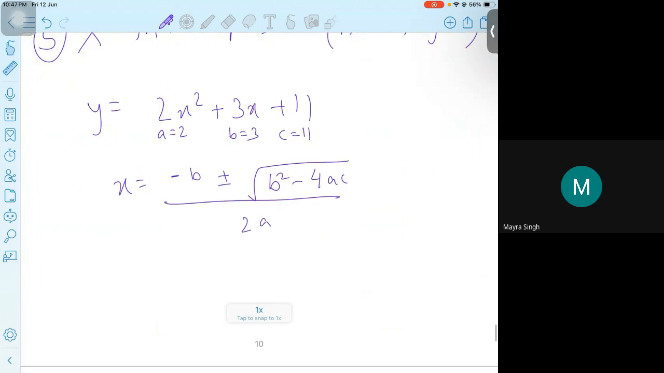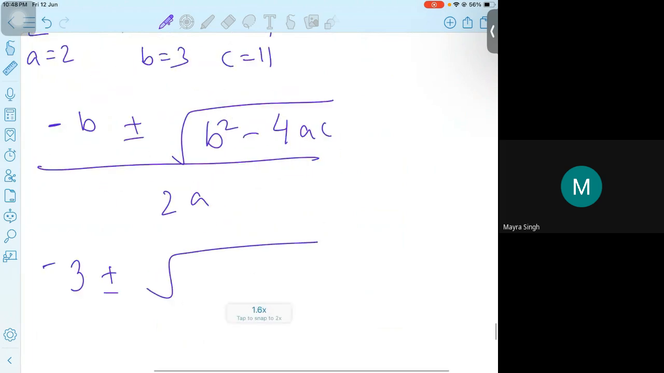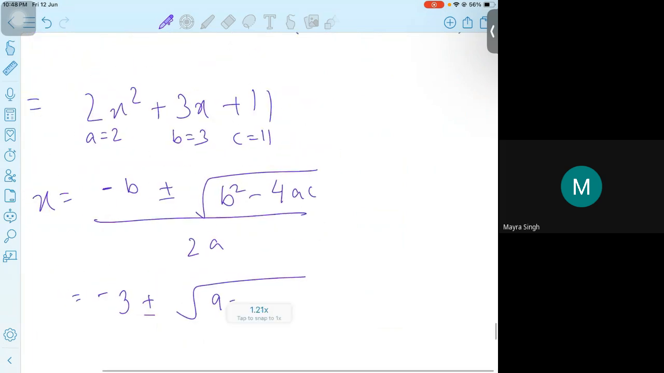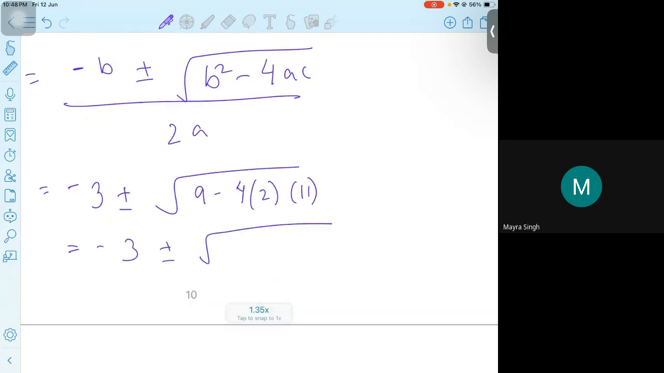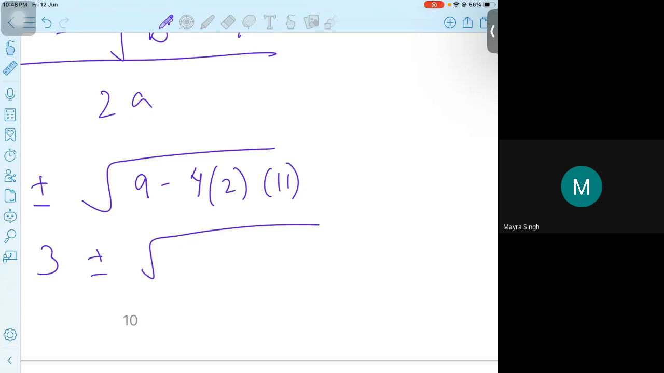Seeing none, let's just plug in the values. So we have negative b, so that is negative 3 plus minus root over b squared minus 4ac. So b squared is going to be 9 minus 4ac, so that is 4 times a, which is 2, times c, which is 11. So you're left with minus 3 plus minus root of 9 minus 44, 88. So 9 minus 88 is going to be negative 79. Okay? So you have negative 79.